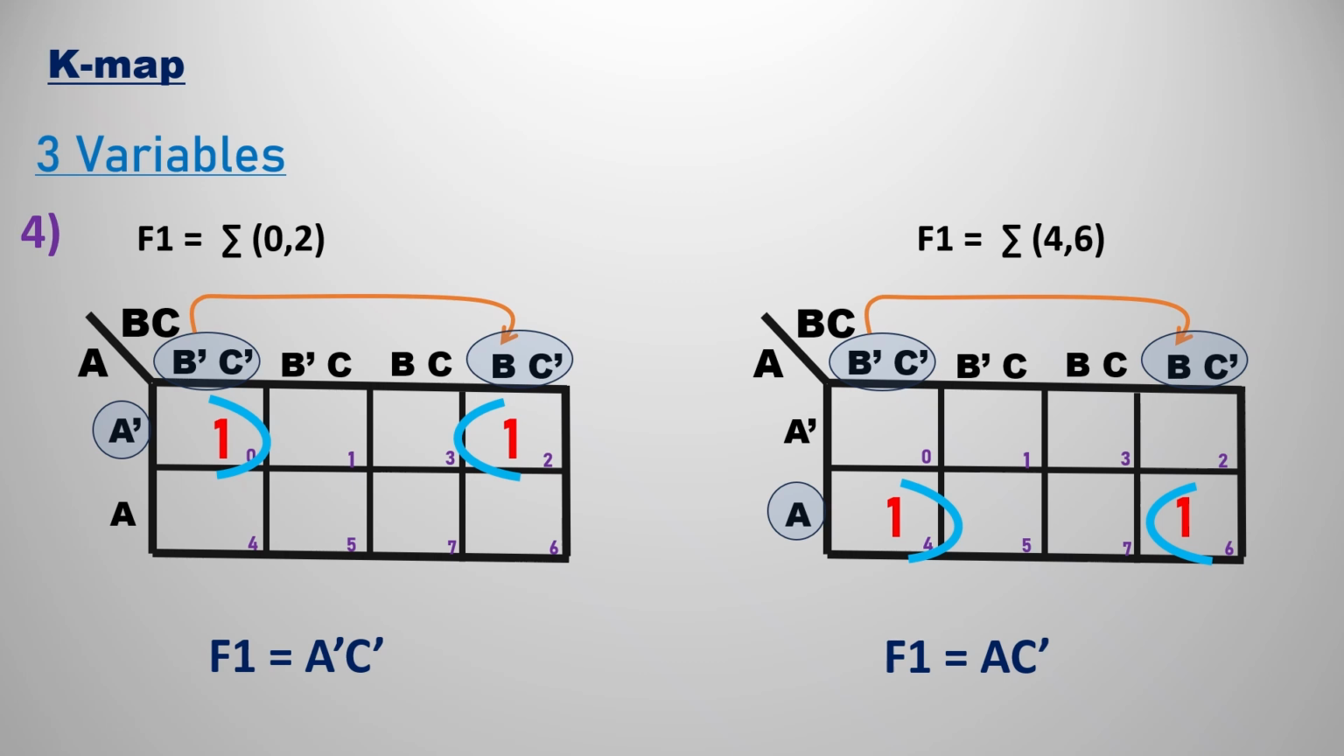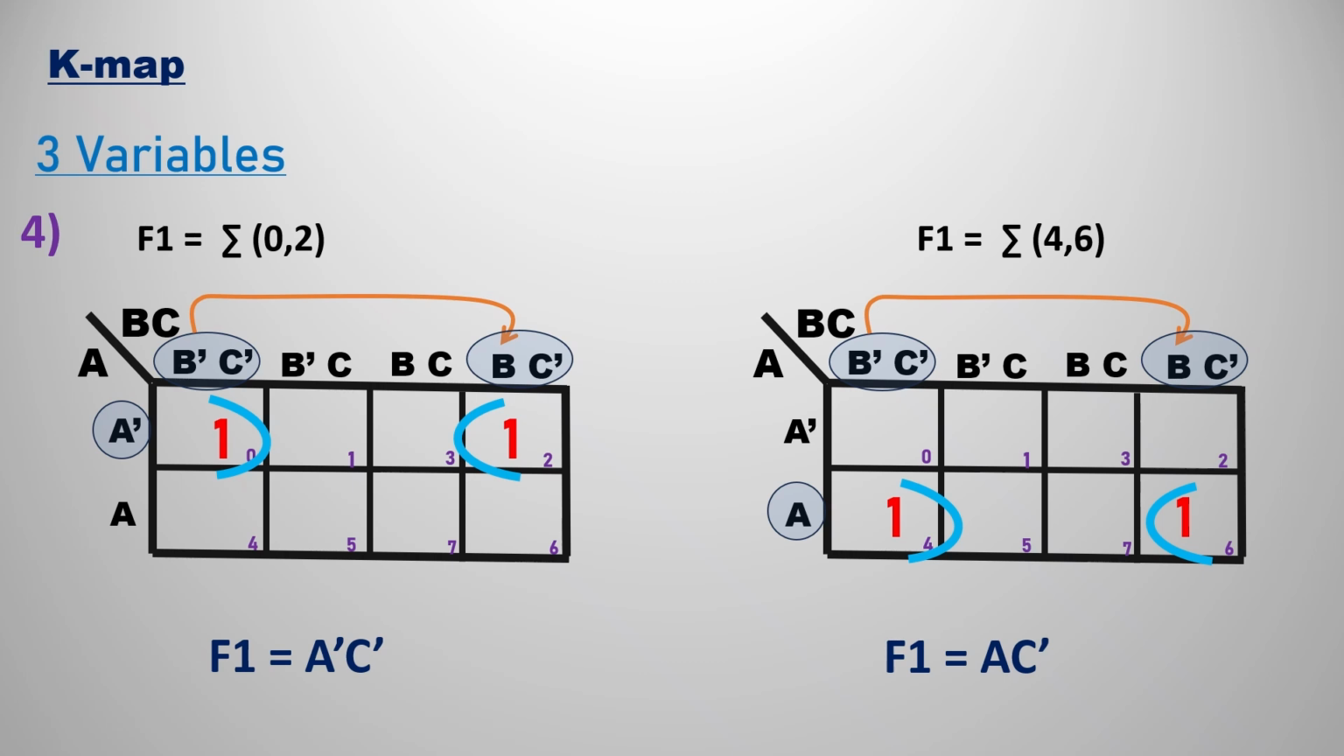These two are adjacent, meaning side by side. We have to assume that in the corners they are side by side, because that's the property of gray code. If you see from B bar C bar to the last column, that is B C bar, it is changing only from B bar to B, C bar is the same, so that is known as adjacency, not only side by side. So this is also known as adjacency, so you have to group them.